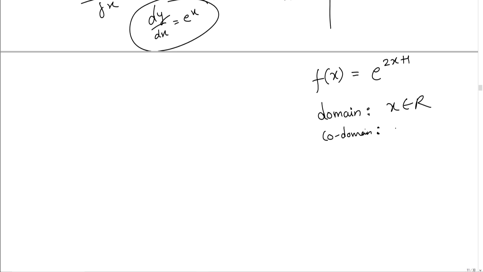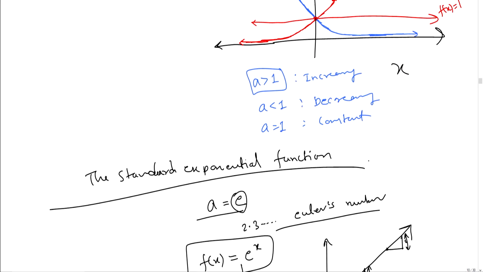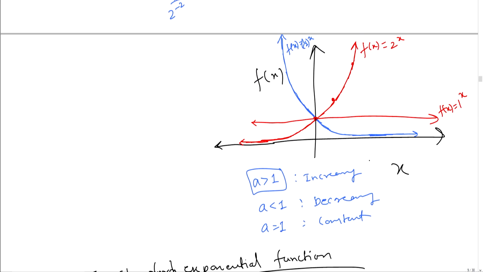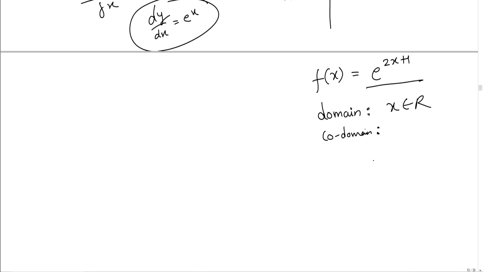Codomain of this function. Now, you tell me, can an exponential function take a negative value? We have drawn different graphs of exponential functions. Can they ever take a negative value? No, they cannot even be equal to 0, they always have to be greater than 0. So, the codomain is such that this value always has to be greater than 0. More precisely, e to the power something will always be greater than 0.